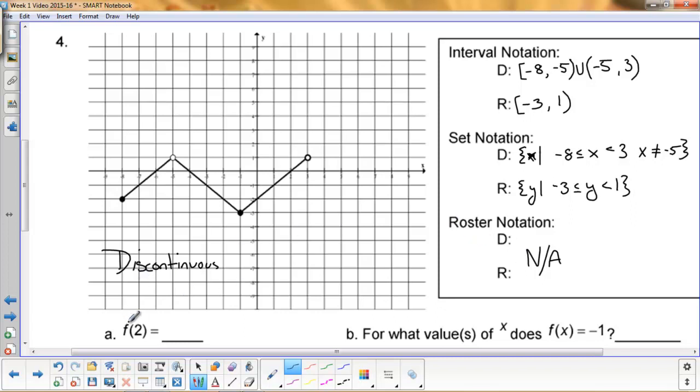All right, so f of 2. So when x equals 2, what is y? All right, so let's go ahead and find that. X equals 2 occurs right there. The ordered pair is (2, 0).